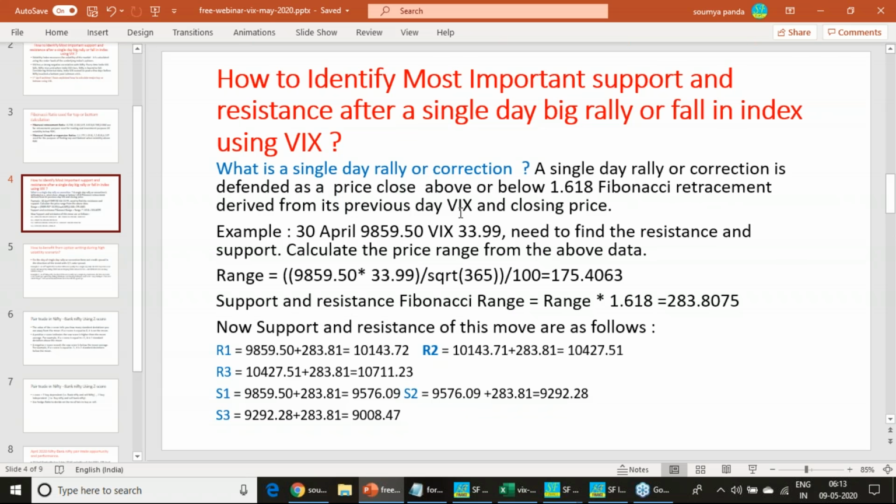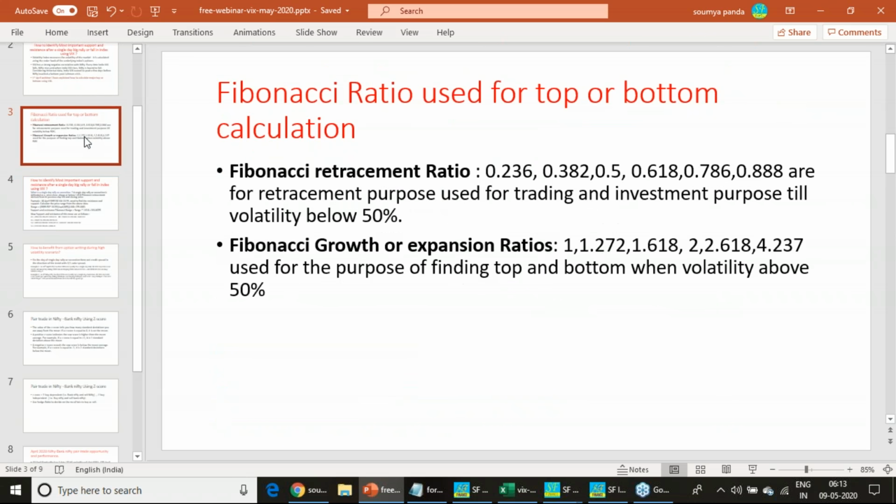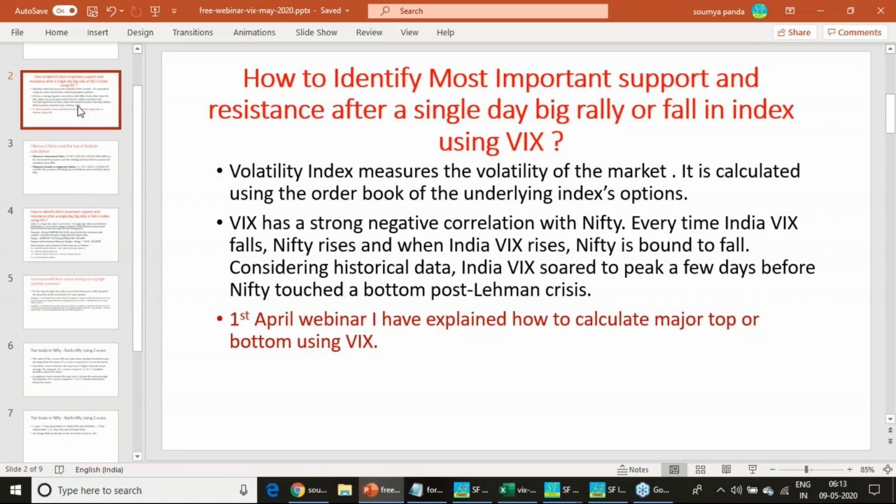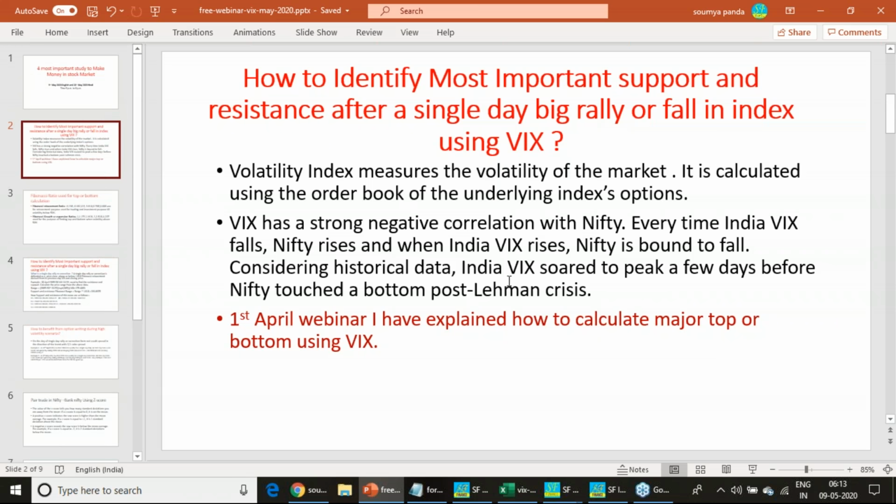I've given you a new way to use the VIX for calculating the immediate resistance and supports after a single day rally or a fall. So that too, also try to implement after you get the video recordings, and how this particular VIX concept worked, that also I have demonstrated.